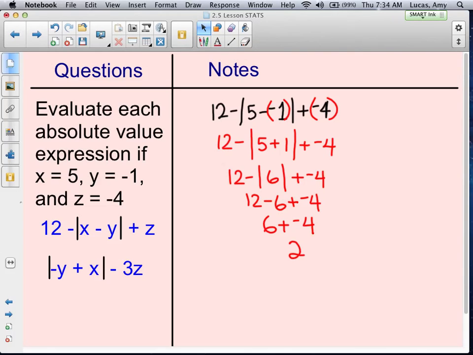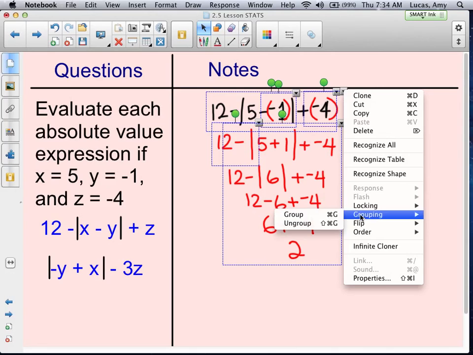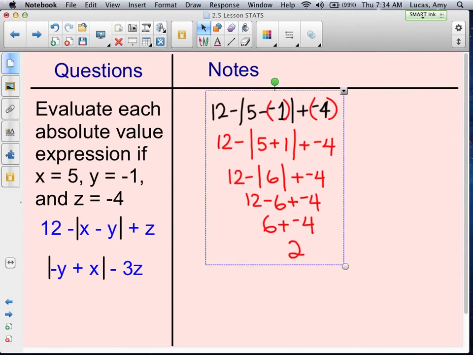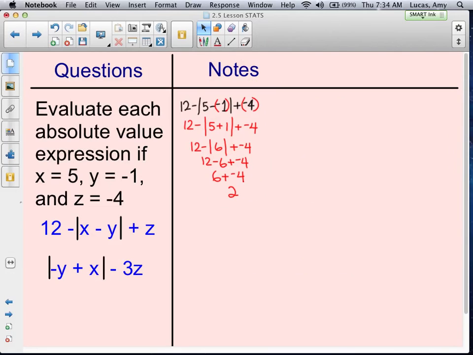So be careful with your signs when you're substituting, and make sure that if it's a negative number, you remember that it's got its own negative sign when you plug it in.